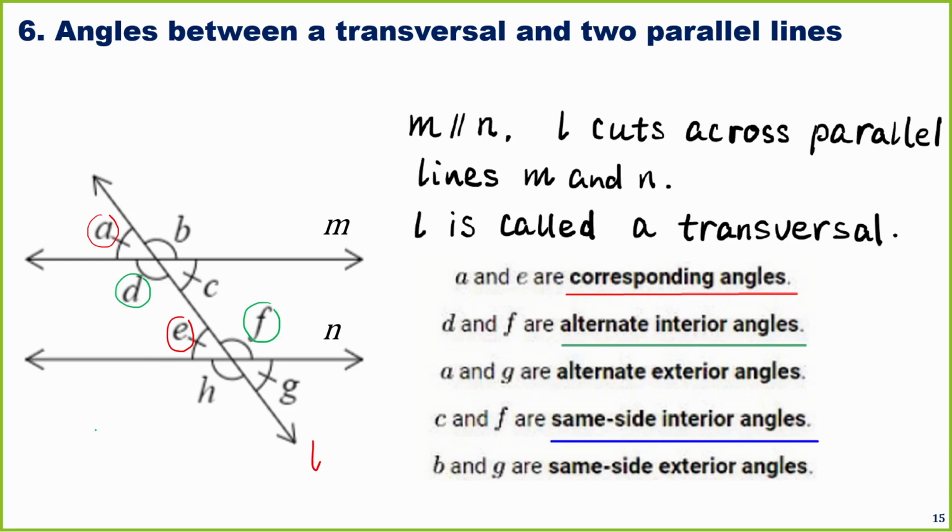Angle A and G, A is here, G is here, are called alternate exterior angles. And angle C and F are called same side interior angles. And angle B and G are called same side exterior angles. Again, different names are assigned to different pairs of angles depending on their positions. Any questions?